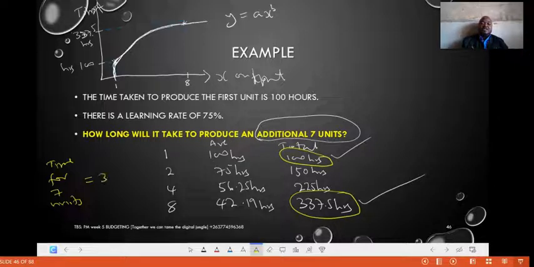So that's 3,375 hours minus 100 hours, and we should get 237.5 hours. That's the time for the 7 units, ladies and gentlemen. And I hope you have benefited from this computation.